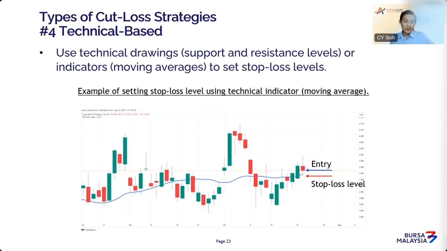Drawbacks for this method is that sometimes it can be complex. You need to have a good understanding of technical analysis, and of course, the drawback with technical analysis is that sometimes you will have a false breakout. For example, with a support line or moving average line, a false breakout means the price breaks your support level or your moving average, and then it goes up again. Okay, so this is what we mean by false breakout. This happens due to market volatility, so it may cause you to have premature exits.